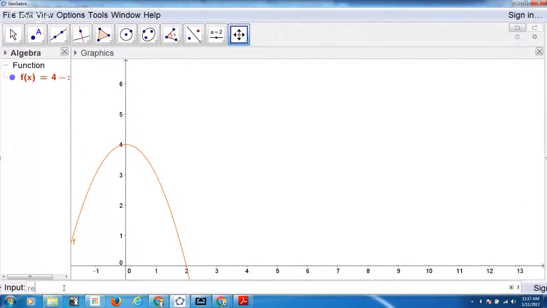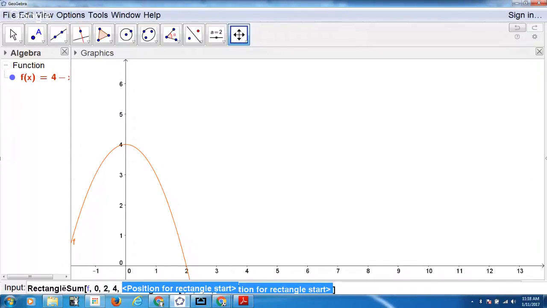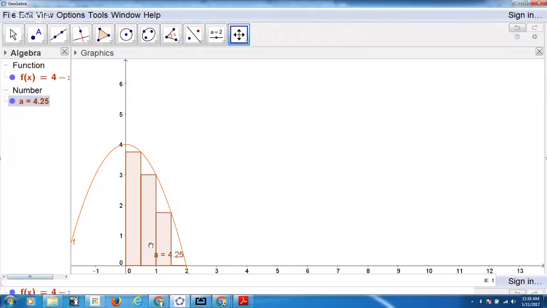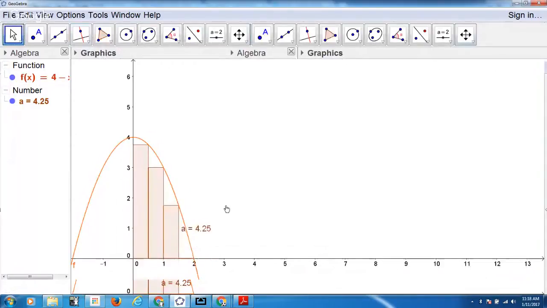And so we're going to do a rectangle sum. Function f, starting at 0, ending at 2, with 4 rectangles and 1 for right-hand sums. And GeoGebra says, yeah, those 3 rectangles, the last one 0, add up to 4.25. So GeoGebra agrees with the result.